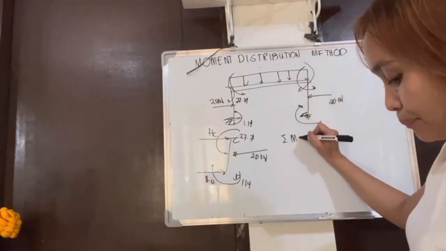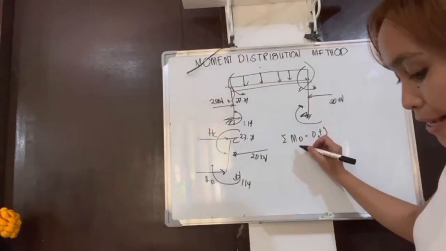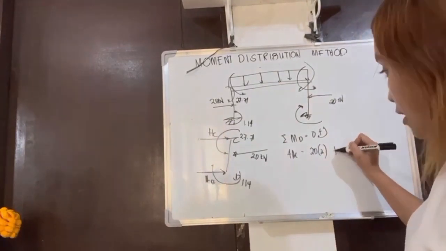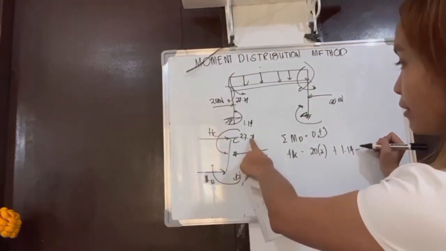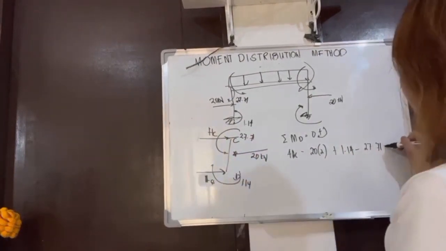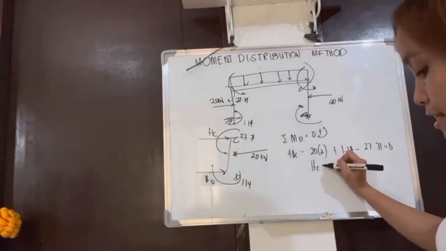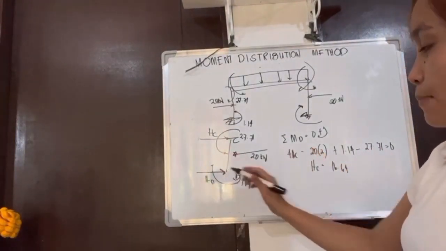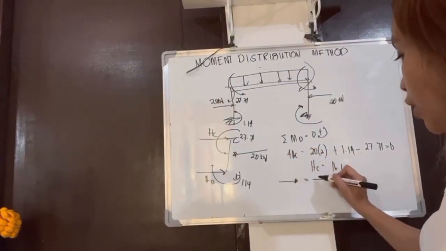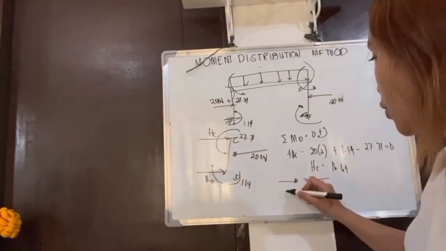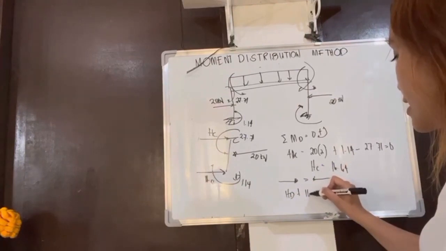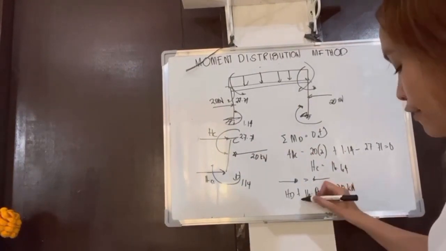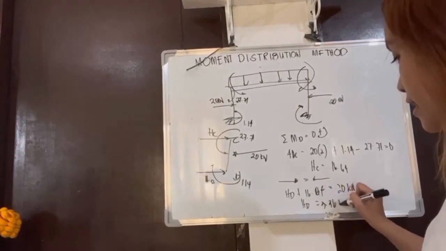So, M at D equals 0, positive clockwise. So, 4HC minus 20 times 2 plus positive 1.14 plus negative, since counterclockwise, 27.71 is equal to 0. So, ang atong value sa HC is equal to 16.64. Which is the same way sa magkuha ta summations of horizontal reaction para makuha nato ang HD. So, HD plus the value of HC nga 16.64 is equal to 20 kN. So, the value of HD is 3.36 kN.